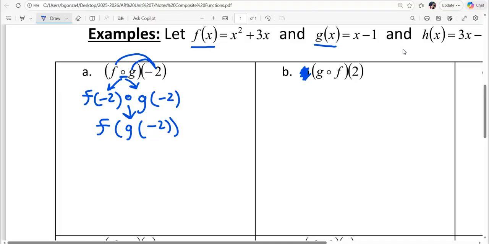So watch this. Right here, I'm going to first figure out this. What is g of -2? So can I go over here to g of x and replace this x with -2, minus 1? What's -2 minus 1? Is it 1? Is it -1? Is it 3? No, it's -3, actually. -2 minus 1 more is -3.